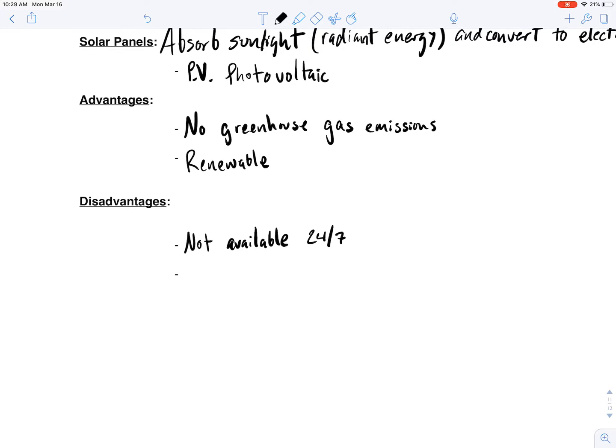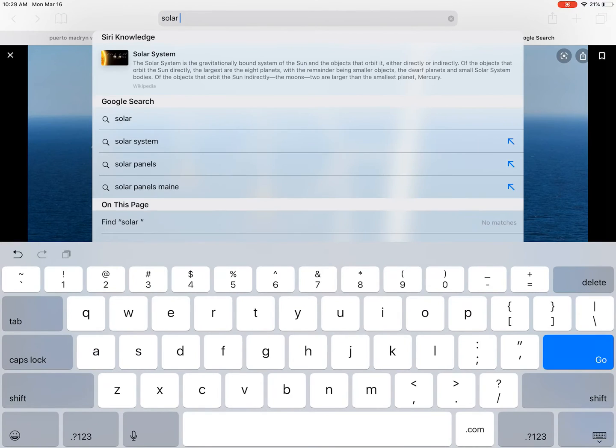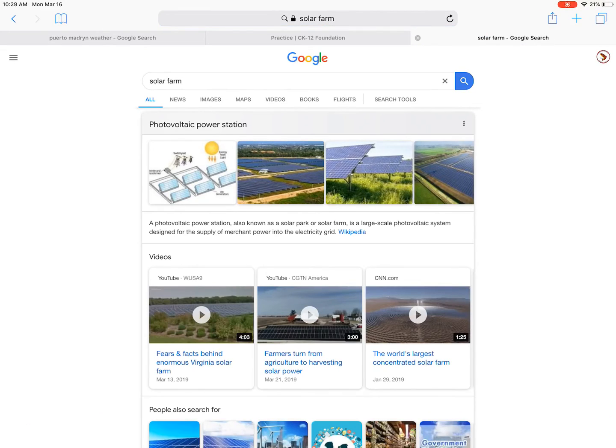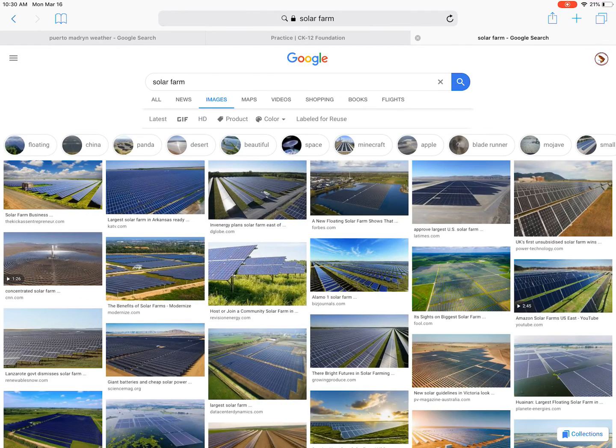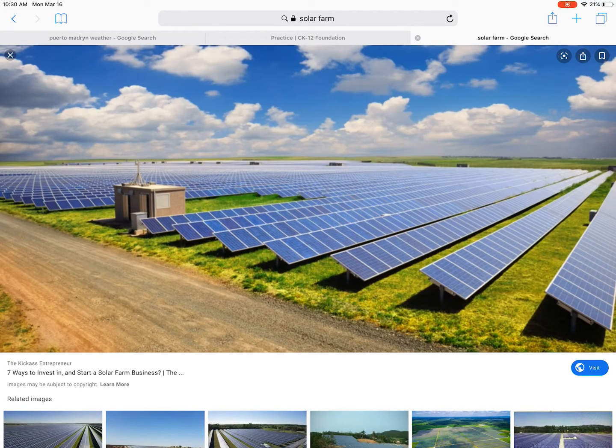Speaking of that, though, another disadvantage identified by a lot of people is that they have a generally large footprint. And by that we mean they take up a lot of space. To produce commercial loads of solar power, we need huge solar arrays. And let's go take a look here. Let's look at a solar farm, they call them. If we look up images of solar farms here, we're going to see places all over the world where we're producing commercial levels of solar energy.